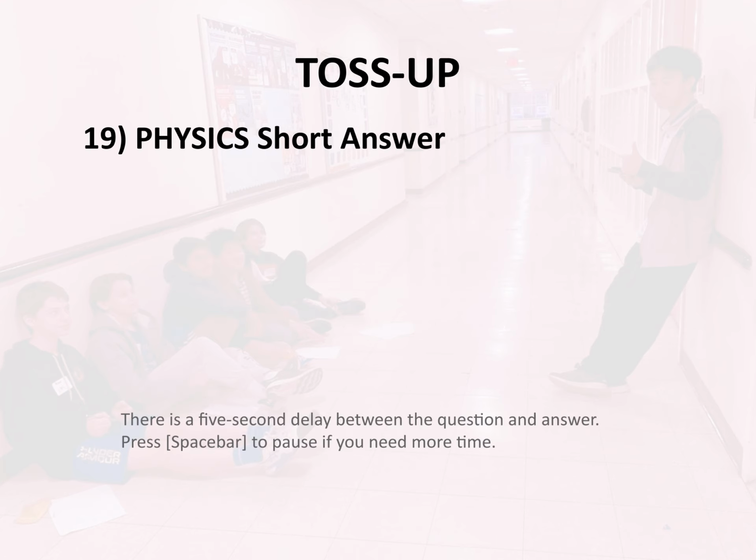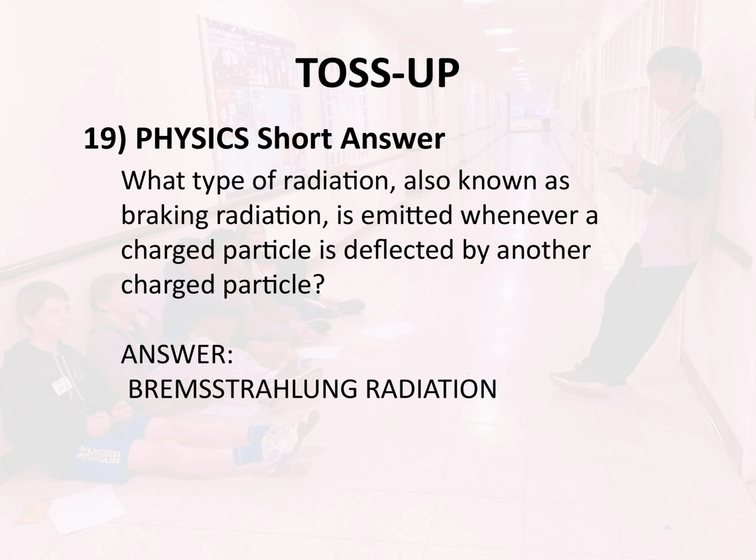Toss-up 19. Physics. Short answer. What type of radiation, also known as braking radiation, is emitted whenever a charged particle is deflected by another charged particle? Answer. Bremsstrahlung radiation.